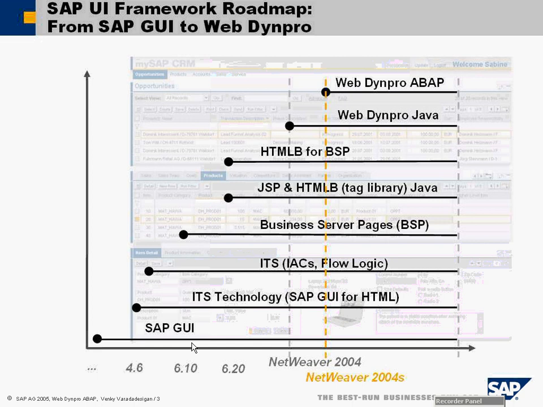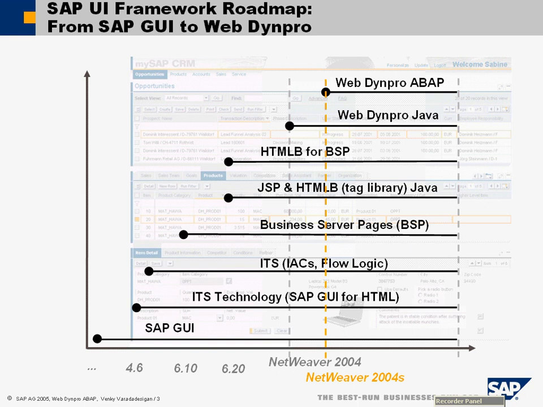basis layer was converted to or upgraded to the web application server with the application server 610. So we got the server-side scripting technology called business server pages, which is an ABAP technology, and that was supported from 610. And with 620, with a J2EE engine available as a different stack parallel to the ABAP server stack, we got the JSP, the Java server pages, the HTML business tag library for Java, and later on the HTMLB tags were also available in the JSP technology.